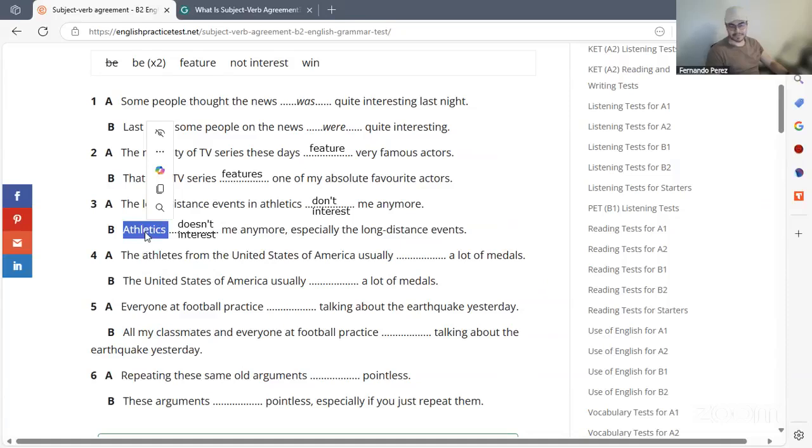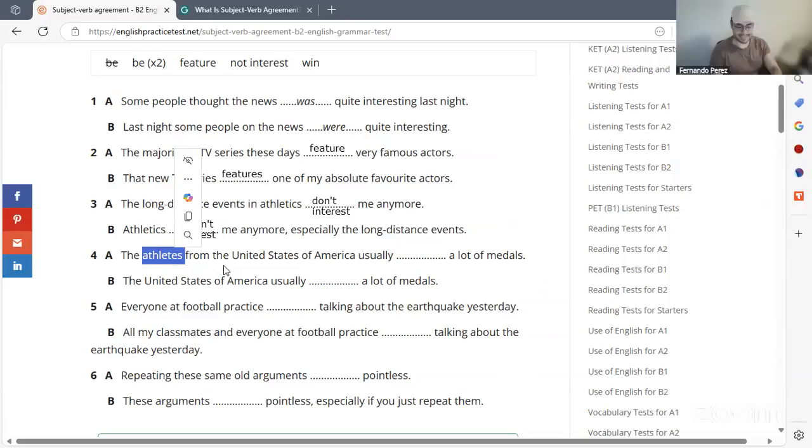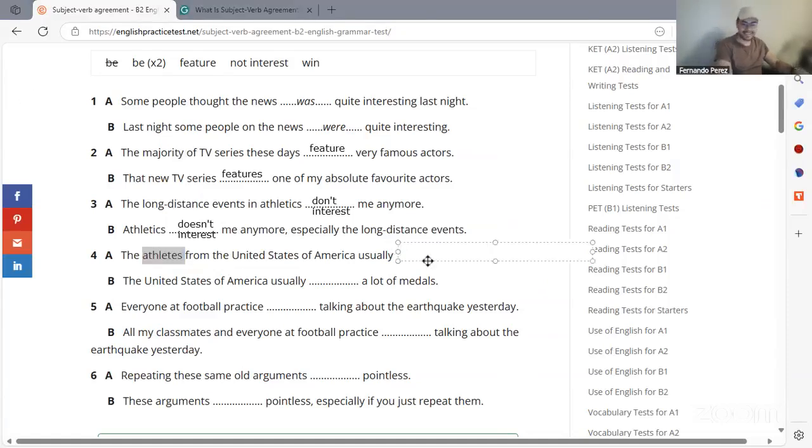Athletics is a sport, but athletes are the people. The athletes from the United States of America win a lot of medals. Yes, that happens. The distraction was the United States of America.